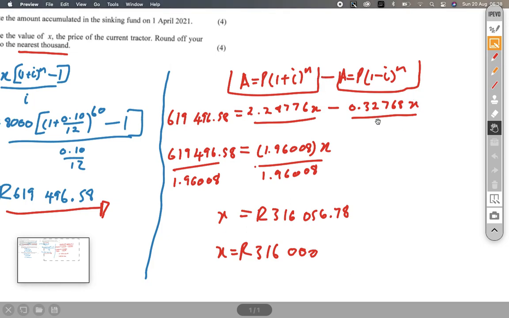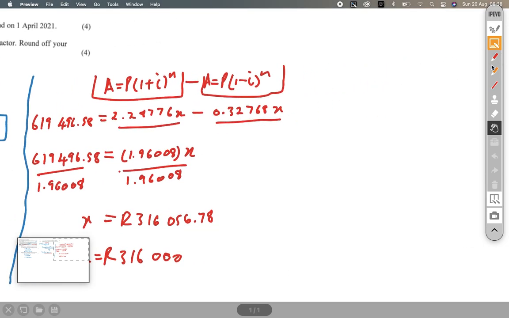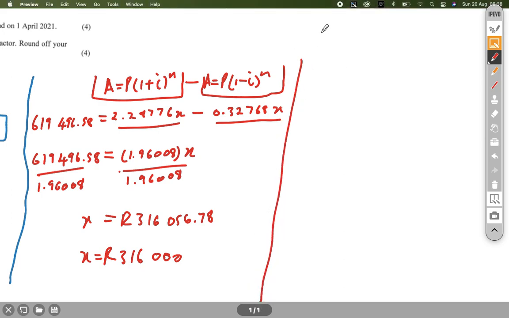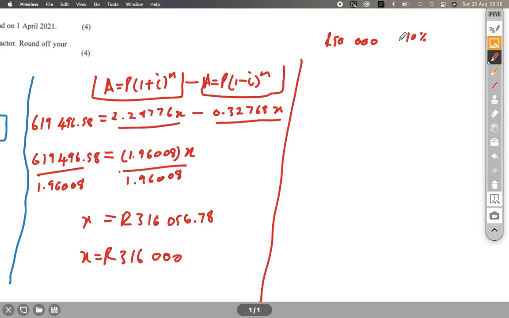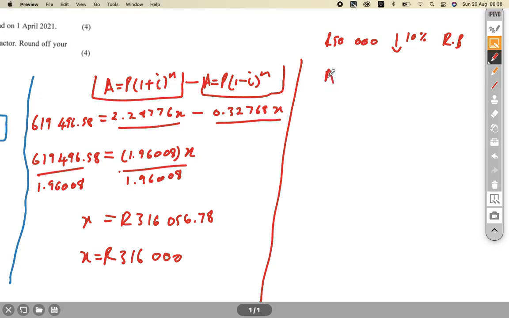I think the first part is the part which would be confusing. So now I want you to suppose that we have a car. Let's say the car was 50,000 at 10% interest. Okay, so this is a car which was originally bought at 50,000 rands, which has a depreciation rate of 10% on a reducing balance method. Okay, so this is what you would do to calculate the value of the car after certain years.